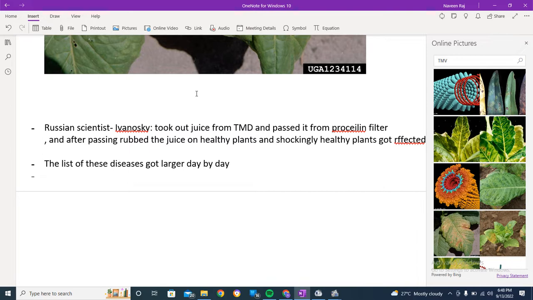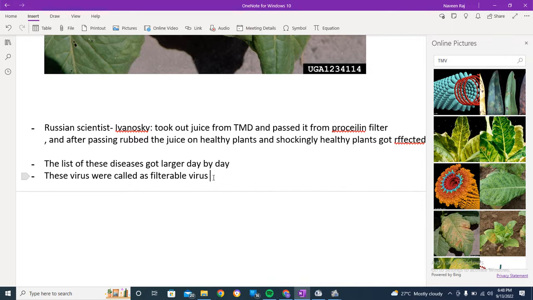These viruses were called the filterable viruses. So why is that so? Because earlier they considered the virus a bacterial disease. Now they were called filterable viruses because they got filtered by the porcelain filter, and people just got to know that something was happening.